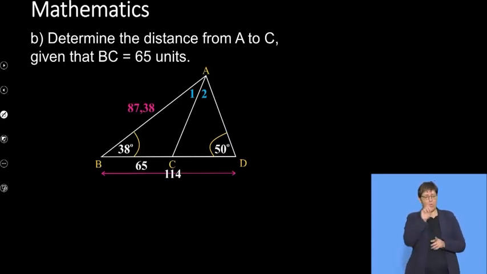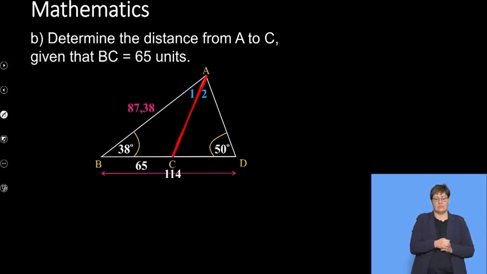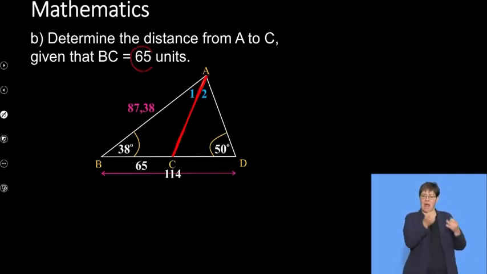Okay, so this question continues. It says, now we've got to find the distance from A to C. Now they're asking us for a different distance. They want us to calculate this distance here, A to C. So we're obviously going to use the smaller triangles, but they've given us one additional piece of information. They told us that this side is 65. So we know we're going to be working with just the small triangle here now.